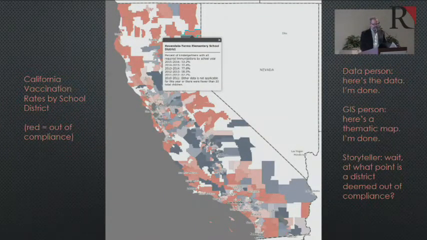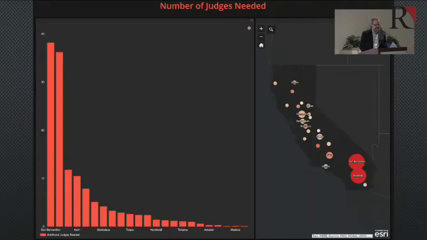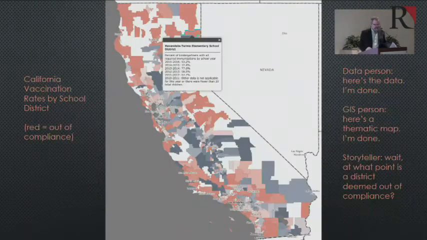Here's a map of California vaccination rates by school district. Areas in red are out of compliance. And we've got about a 6-year history of, in this case, the Ravendale Termo Elementary School up in Northern California. And they've been as low as 53% compliance in the most recent year measured. So here's kind of where the gaps start. I've kind of indicated that on the right side.